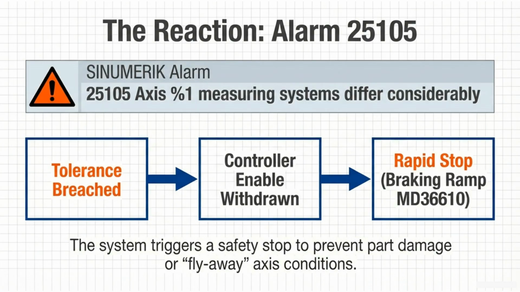When the tolerance is breached, the system triggers alarm 25105. The controller enable is withdrawn, leading to a rapid stop using a braking ramp defined by Machine Data 36610. This safety stop prevents part damage or uncontrolled axis movement.